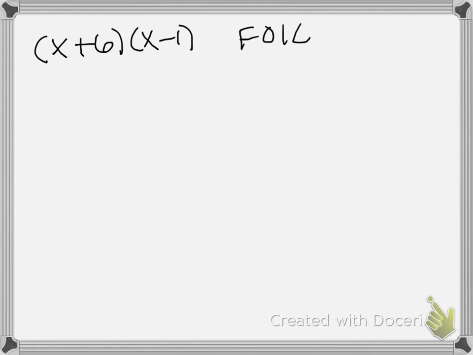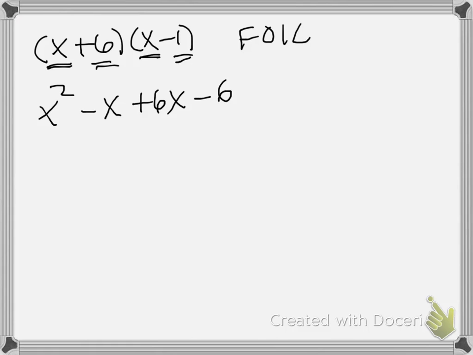So now I'm going to FOIL this equation. So let's multiply my first term by my first term, which gives me an x squared. My outside term by my outside term, which gives me a negative x. My inside term by the inside term, which gives me a positive 6x. And my last term by my last term, which gives me a negative 6.